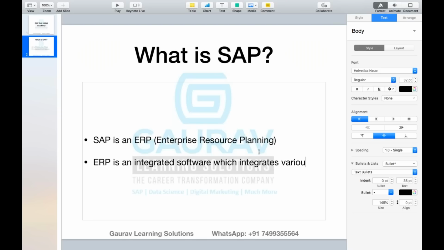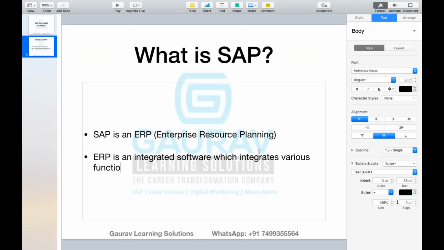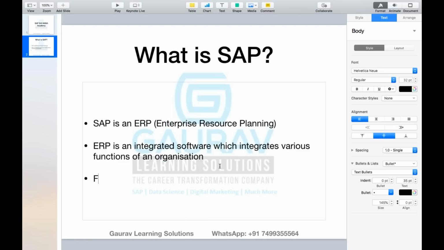various modules or various functions of an organization. Let me give a simple example here. Can you name some of the functions within the organization? Some of the departments, maybe you can think about it this way. What are the different functions that an organization does? Just think about a manufacturing company.